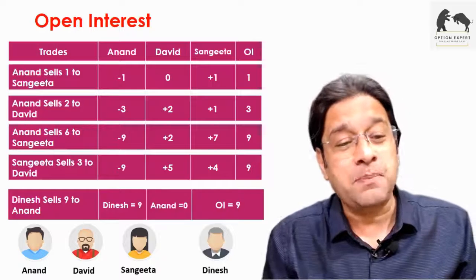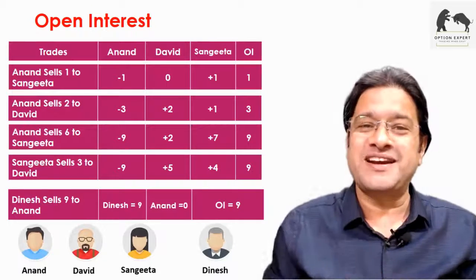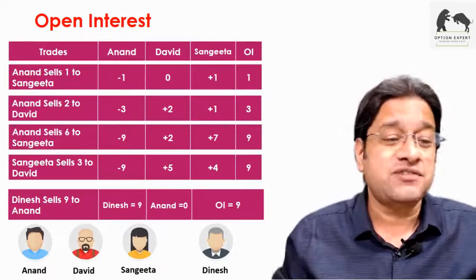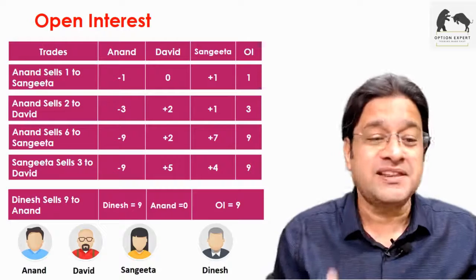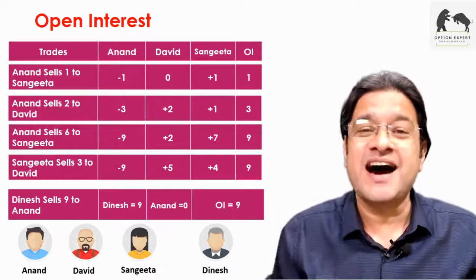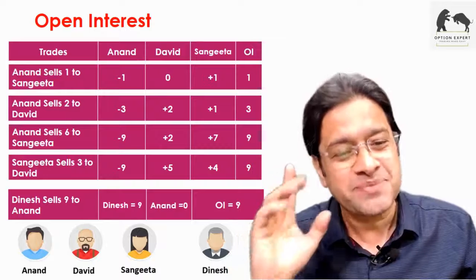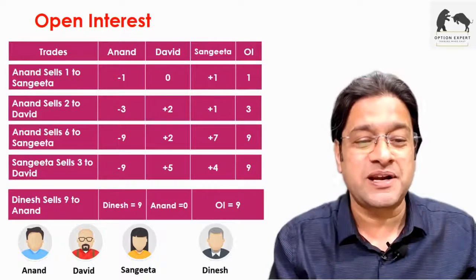Then let's see what happens. At this stage, one more person enters the scenario, that is Dinesh. Dinesh will sell 9 contracts to Anand. So obviously, Dinesh will be -9, and Anand, who was -9, becomes 0, but the open interest remains 9 itself. It's only a change of hands. So open interest remains.